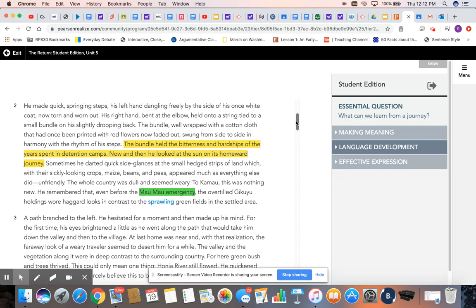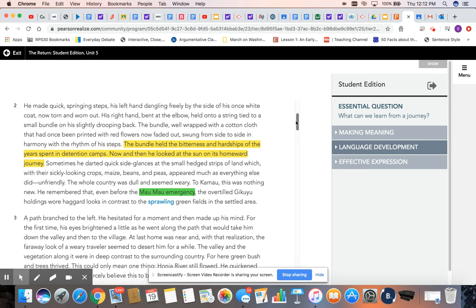Now and then he looked at the sun on its homeward journey. Sometimes he darted quick side glances at the small hedged strips of land, which with their sickly-looking crops, maize, beans, and peas, appeared much as everything else did, unfriendly. The whole country was dull and seemed weary. To Kamau, this was nothing new. He remembered that even before the Mau Mau emergency, the overtilled Gikuyu holdings wore haggard looks in contrast to the sprawling green fields in the settled area.